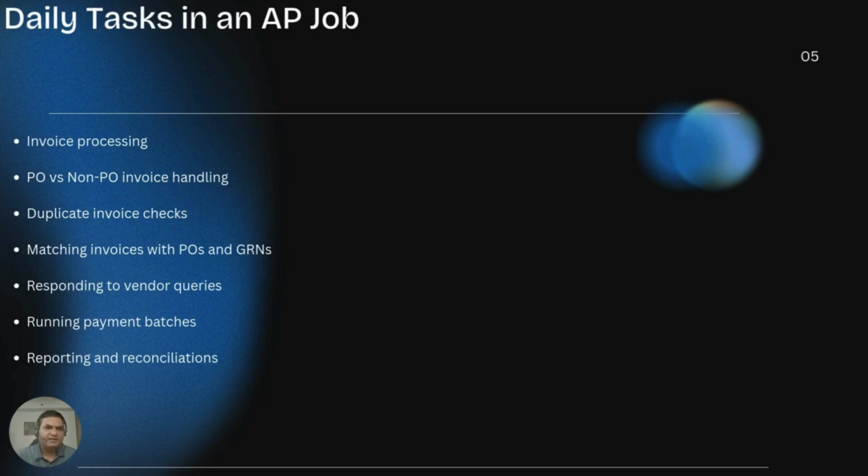What are the daily tasks in accounts payable function? It starts from invoice processing, and within invoice processing, there are two primary verticals, which is PO versus non PO invoice handling. We'll talk about it in future videos. The other one is duplicate invoice checks, matching invoices with POs and GRNs. About GRNs, we'll talk later in this video. And supporting vendor queries, running payment batches, and then finally the reconciliation process.